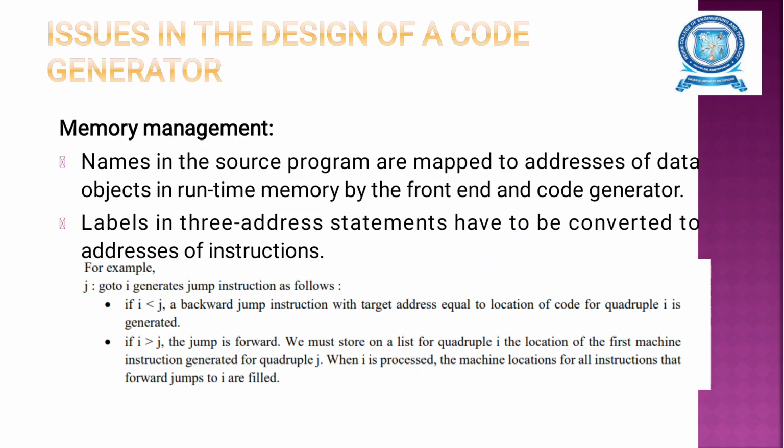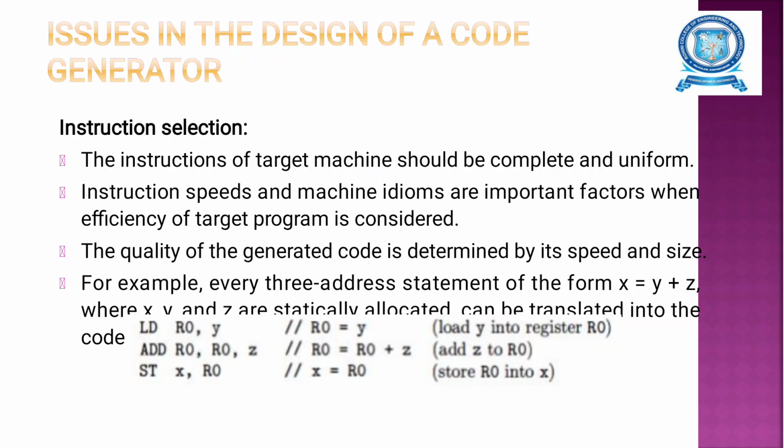Labels in 3 address statements have to be converted to addresses of the instructions. For example, for jump instructions, the statement goto j generates jump instructions as follows. If j is less than i, a backward jump instruction with target address equal to the location of the code for quadruple j is generated. If j is greater than i, the jump is forward. So we must store a list of quadruples i, the locations of the first machine instruction generated by quadruple j.